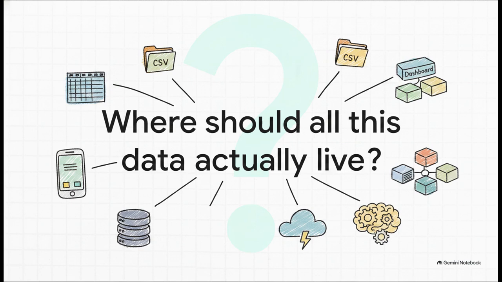Right now, their data is just everywhere. You've got sales numbers locked up in Excel, customer info scattered across random CSVs, and daily orders housed inside some custom app. Management is practically begging for a unified dashboard, and oh yeah, eventually they want to build AI models. So, where should all this data actually live? Well, spoiler alert, it doesn't just live in one place. Different types of data absolutely require totally different storage systems.